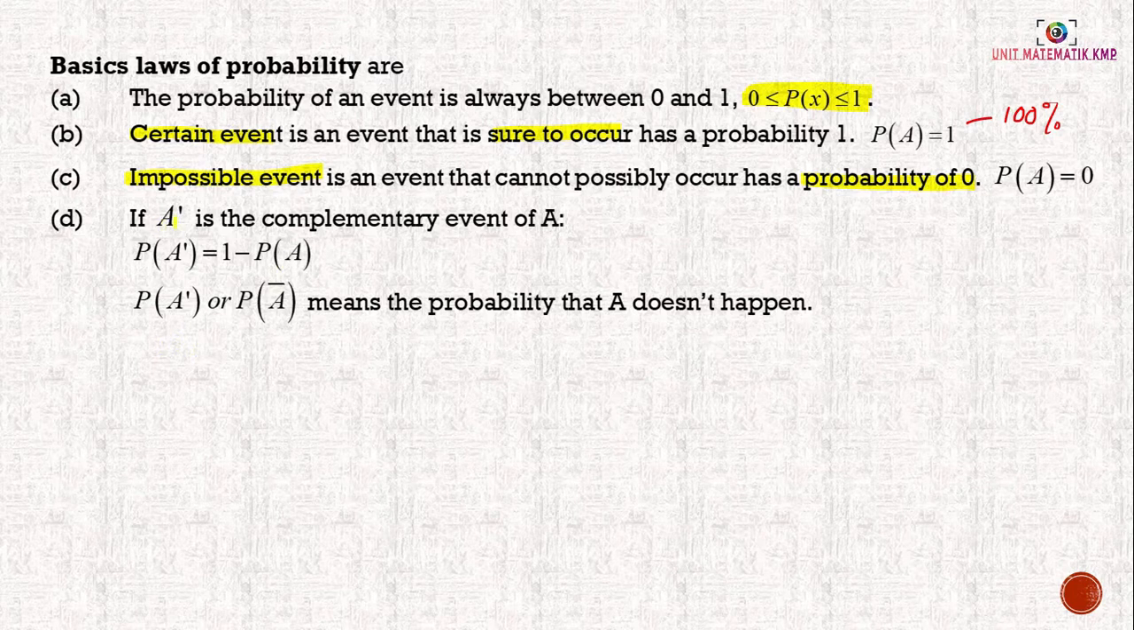If A prime is the complementary event, so nak cari probability of A prime, kita akan ambil 1, which is the total probability, minus probability of A. So P(A prime) ataupun kita boleh tulis dia sebagai P(A bar), benda yang sama, means the probability of A doesn't happen.